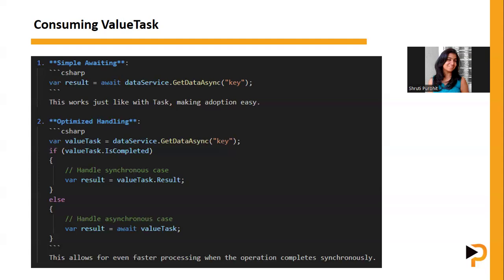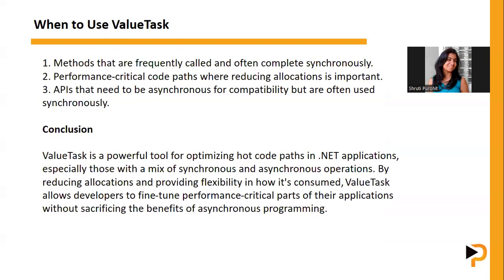So when to use ValueTask? Methods that are frequently called and often complete synchronously. If a method performs synchronously very well, there is no need to make it asynchronous, and synchronous is faster. With very little business logic, very little fetching and API access, in that case you can go ahead with ValueTask.